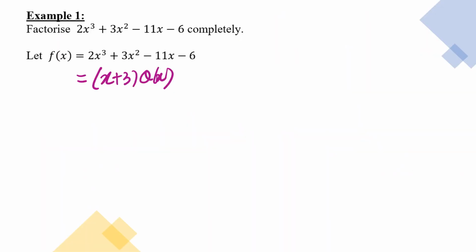Alright, so now we know the difference between an expression and an equation. Let's try to put what we have learned into practice. So if you look at example 1, you are asked to factorize 2x cubed plus 3x squared minus 11x minus 6. Now, the key word here is factorize. And if you look at the polynomial you're given, definitely this is an expression.